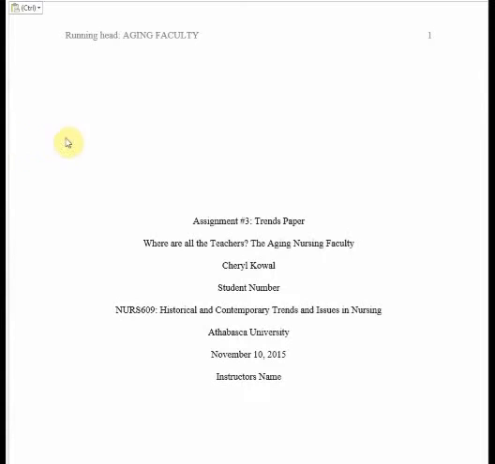So let's get started. This is my title page, and you'll notice up in the top heading, if I double click on it, it's running head and then the topic or what my paper is about. I never put my full title up there. I just put what my paper is about. So running head, not capitalized, but aging faculty is in capital letters. And my page number's at the top as well. Double click out of that.